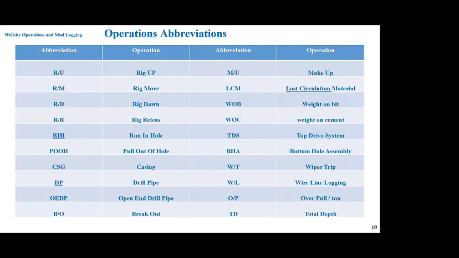This is an example of abbreviations of operations. They usually write the operational report in abbreviations. This is some example of abbreviations. For example, R/U indicates rigging up, R/D indicates rigging down operation, RIH running in hole, POOH pull out of hole. For example, this is an open end drill pipe, wait on cement, and so on.